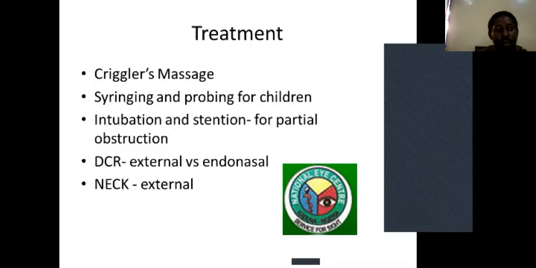From studies done before, in National Eye Center, we do external DCR. But studies have been done to show that external DCR is known to be more effective than endolaser, even though endolaser is more cosmetically acceptable by most people. So the choice between cosmesis and outcome lies after discussion with the patient.